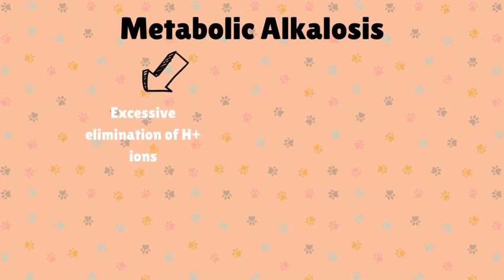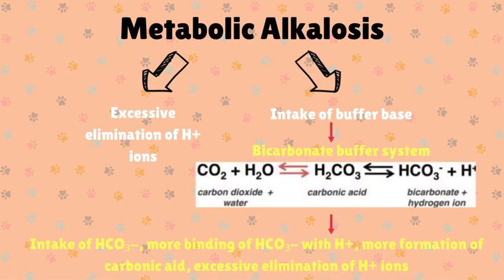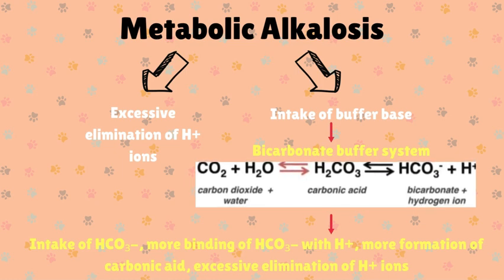So, metabolic alkalosis occurs when there is excessive elimination of H+ ions and intake of buffer base. By taking the bicarbonate buffer system as an example, with the intake of bicarbonate ions as a buffer base, more binding of bicarbonate ions with H+ ions occurs, causing more formation of carbonic acid and excessive elimination of H+ ions through excretion from carbon dioxide.